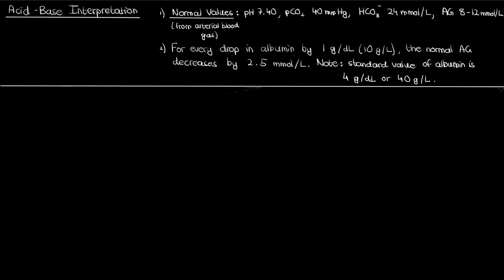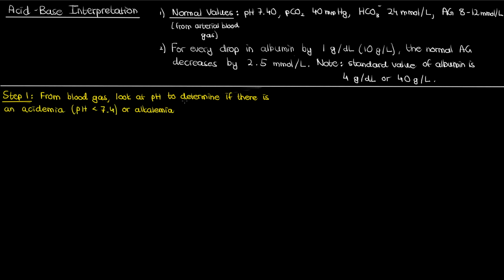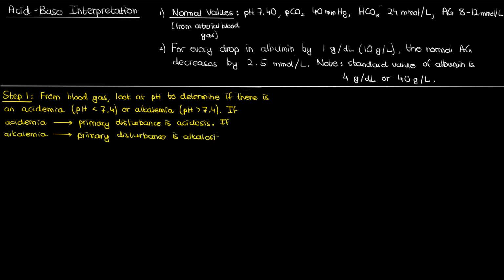So let's now go through the steps of acid-base interpretation, starting with step 1, which is to look at the pH to determine whether there is an acidemia, i.e. a pH less than 7.4, or an alkalemia, i.e. a pH greater than 7.4. If you have an acidemia, the primary acid-base disturbance is an acidosis. If you have an alkalemia, the primary acid-base disturbance is an alkalosis.